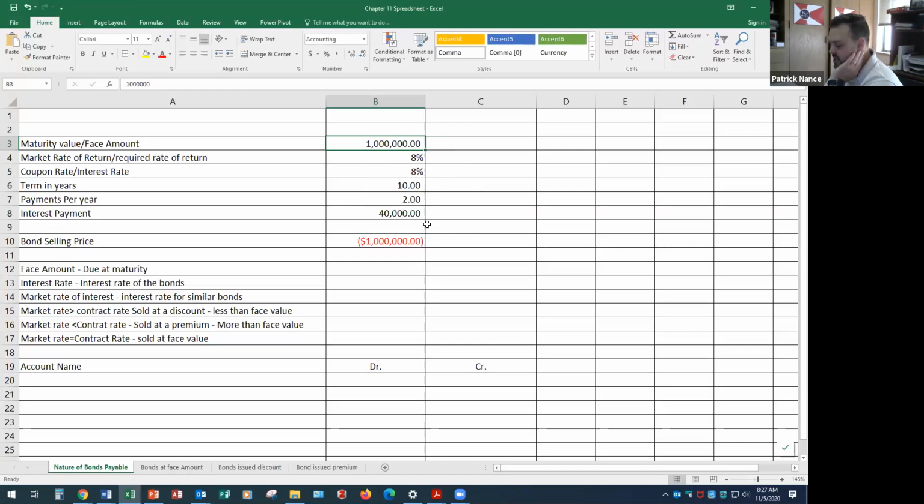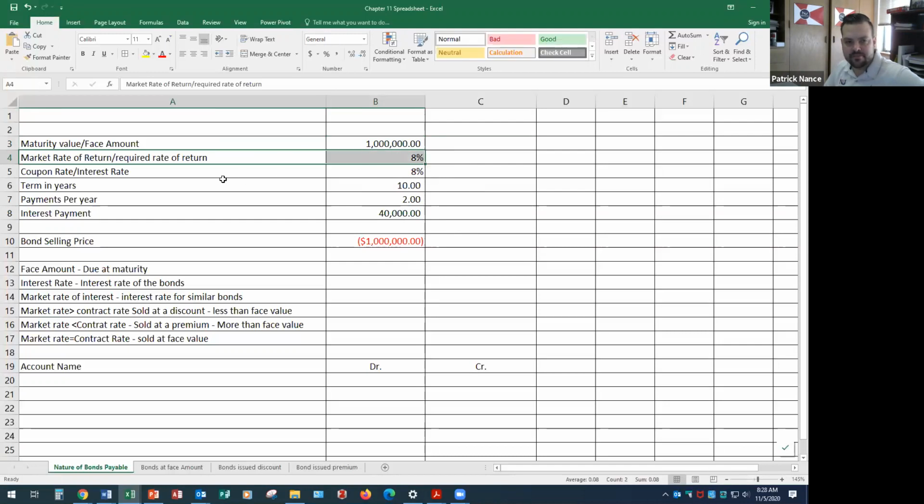So as you can see, because with this bond, my market rate of interest equals my coupon rate or my interest rate for the bond. This could also be contract rate. It's a lot of different words used for the same thing in this chapter. Contract rate. My selling price is exactly the same. My selling price is the face amount. So that's an example of this one here, when the market rate of interest equals my contract rate.